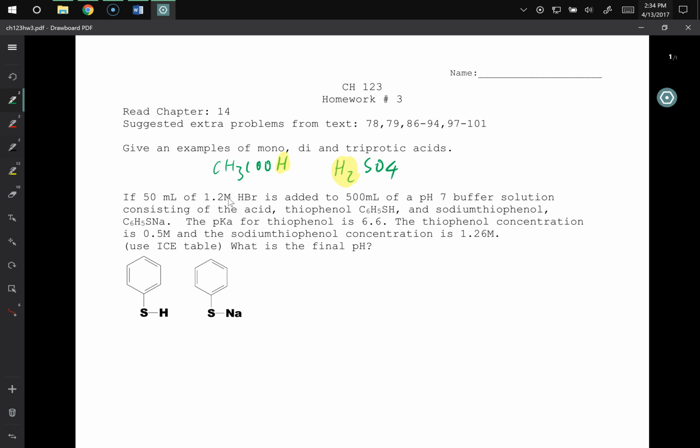Okay, and a triprotic? Okay. And all three of those guys can come off. What about these? Why are those not acidic?